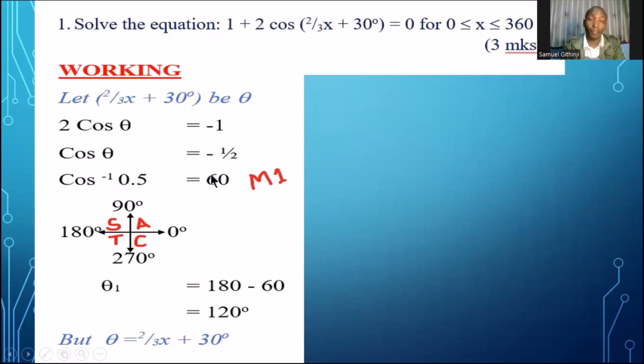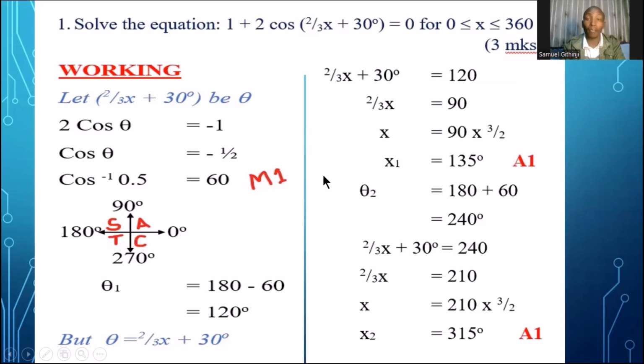So for that case, what are you supposed to do? We're supposed to take 180 subtract 60. You get 120. Remember, this is not the value of x. This is the value of theta. So we need to go ahead. We remember that theta was 2 over 3x plus 30. Then we equate that compound angle there to 120.